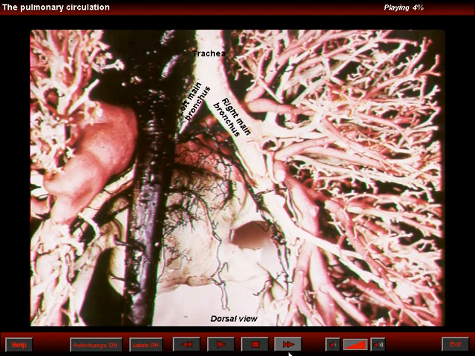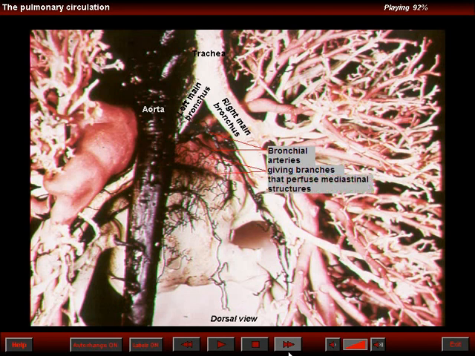This is a cast corrosion showing the dorsal view of the tracheal bifurcation, which is seen in white. The purple vessel represents the descending aorta. And note that we see a number of very small arterial branches just in the subcarinal region. And note that we have small branches of the bronchial arteries following the tracheobronchial tree. This is to show that before the bronchial arteries go into the lungs, they supply branches to mediastinal structures.